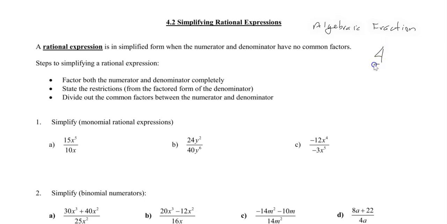It may be like taking 4 over 8 and saying, well, they're both divisible by 4. That's 1 over 2, right? That's the simplified form of a fraction, when you cannot reduce it anymore.